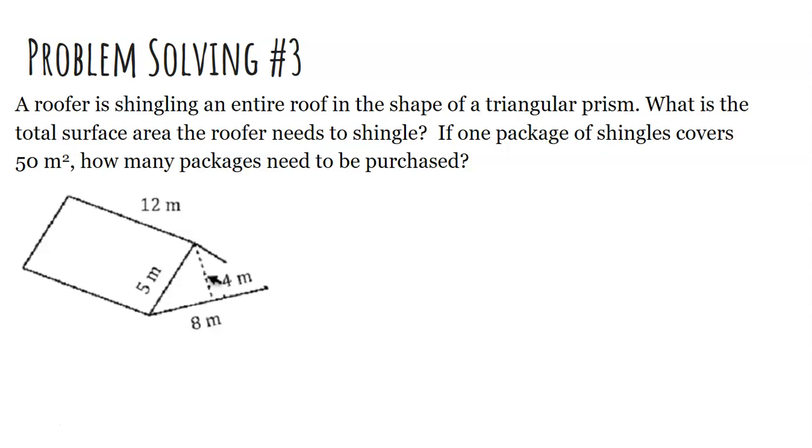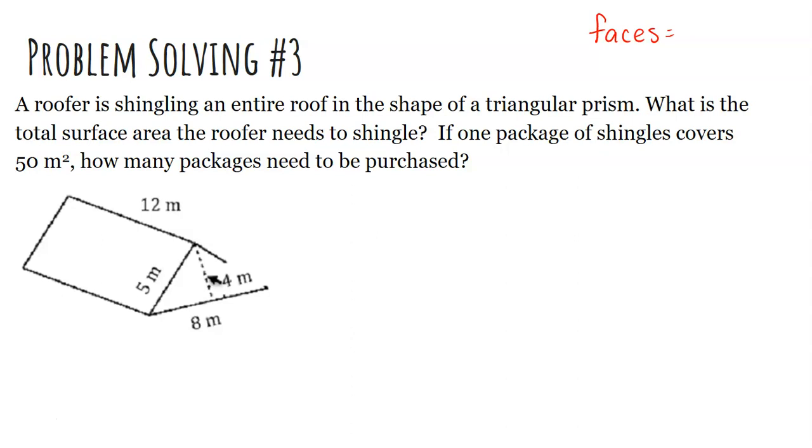The last question for this video is using a triangular prism. A roofer is shingling an entire roof in the shape of a triangular prism. What is the total surface area the roofer needs to shingle? If one package of shingles covers 50 square meters, how many packages need to be purchased? This is a 2-step question. So as in the other video and in the other examples, we're going to figure out how many faces we need to cover.